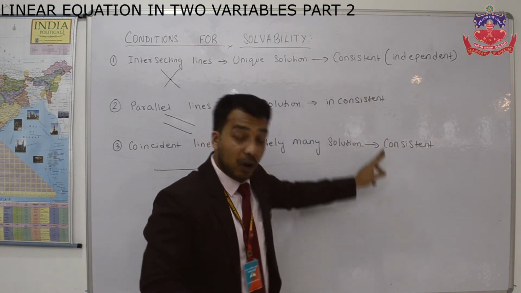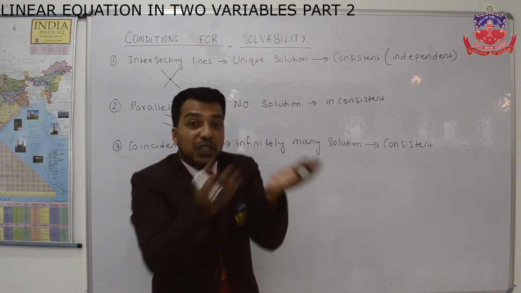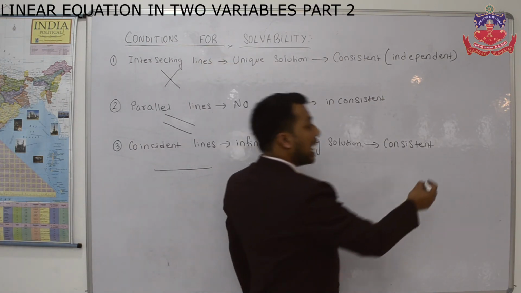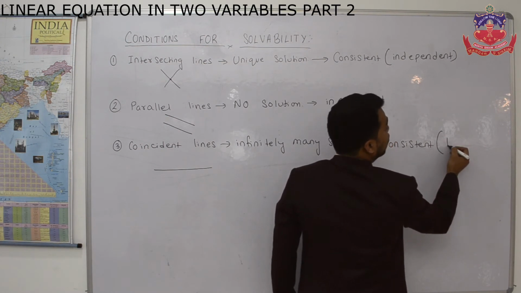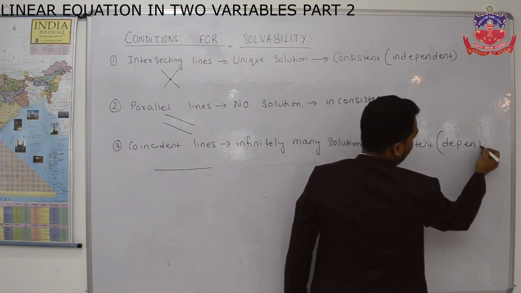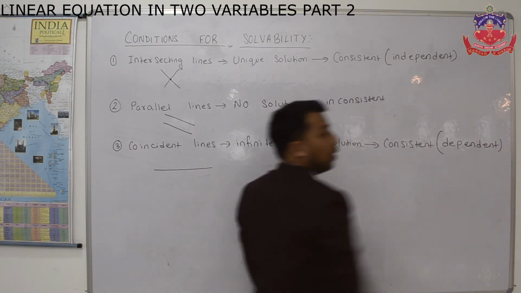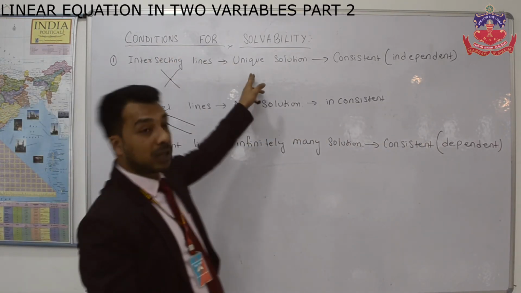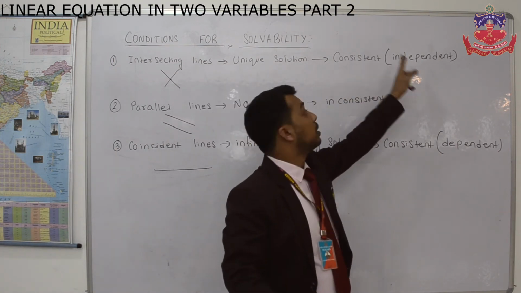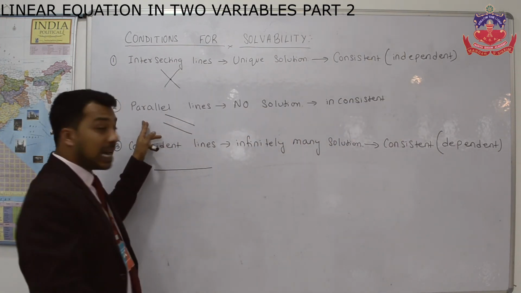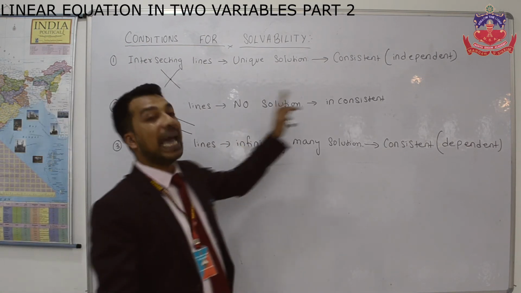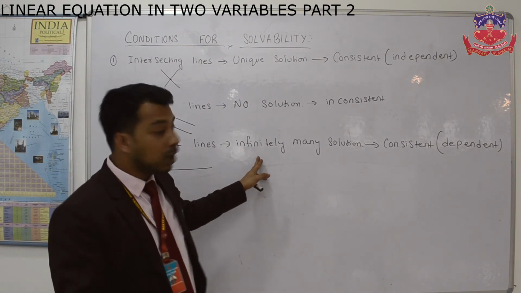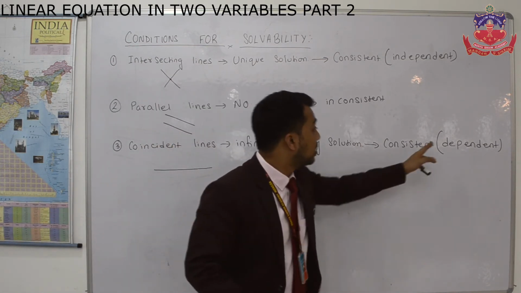Since both of them are called consistent, in order to differentiate them, intersecting is also known as independent and coincident is known as dependent. Once you have understood this, intersecting has two more names, that is unique solution and consistent independent. Parallel has two more names, that is no solution and inconsistent. Similarly, coincident has infinitely many solutions and consistent, that is dependent.